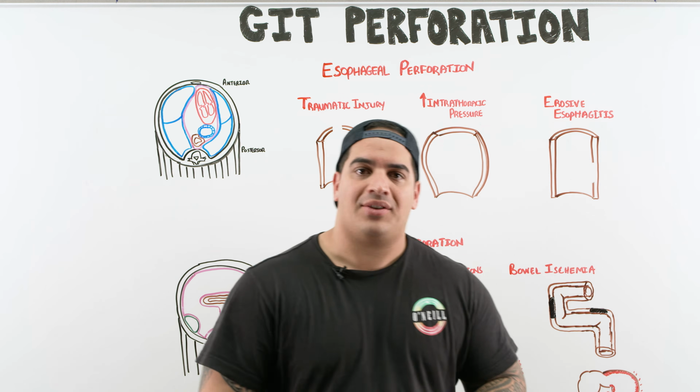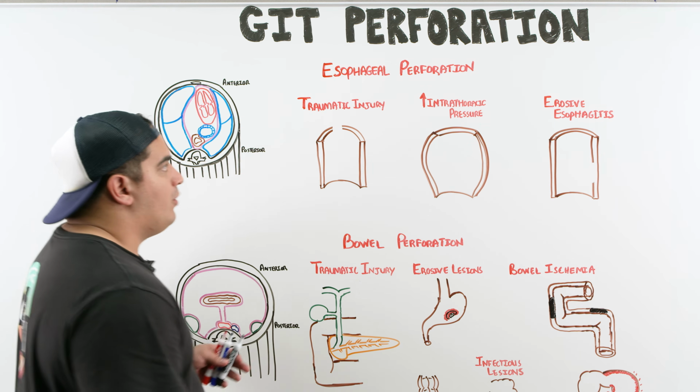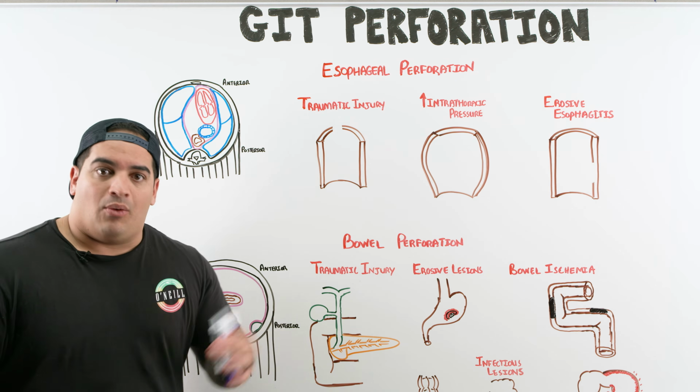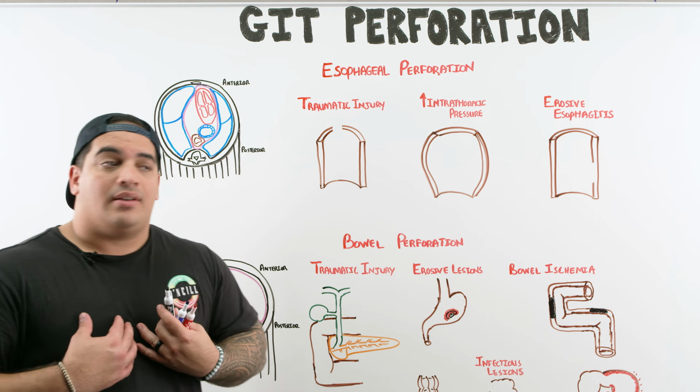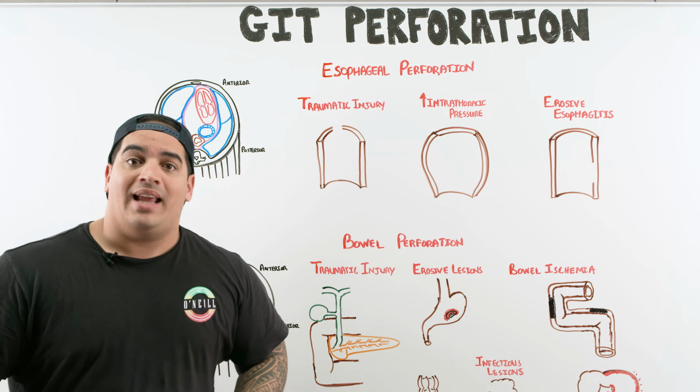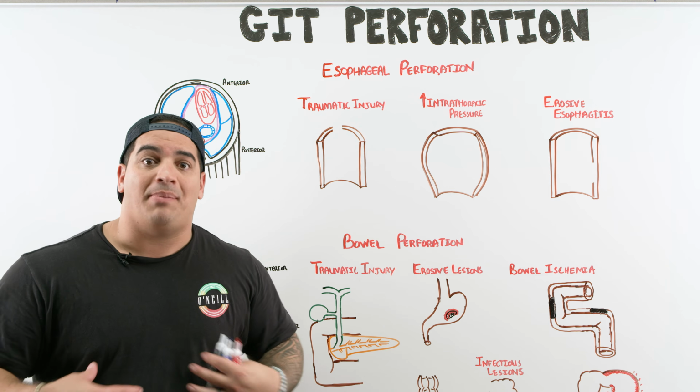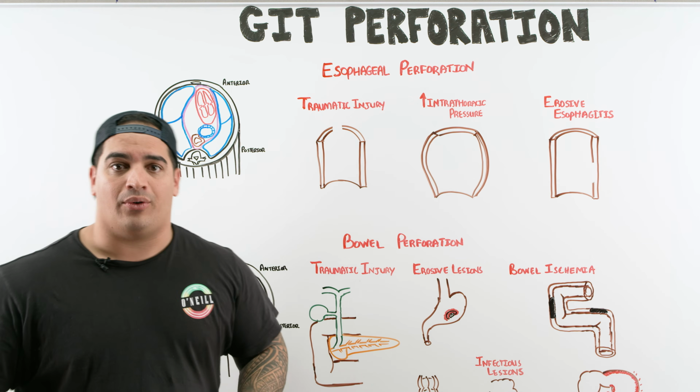Let's talk a little bit about gastrointestinal tract perforation. There's two areas that I want to focus on. One is in the chest, and that's the esophagus, and one is in the abdomen and pelvic area, and that's going to be the bowel, so the small and large bowel in general.